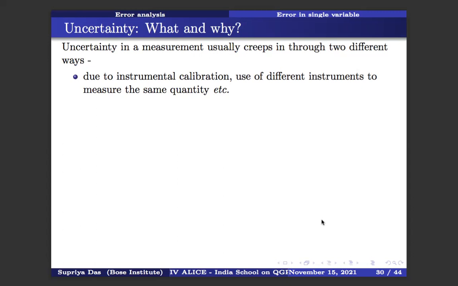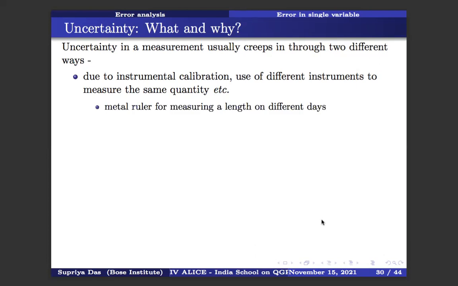Or use different instruments to measure the same quantity. If you measure the same quantity with two different instruments, they will give you similar, very close, but not exactly the same result. And that results in your uncertainty in the measurement.